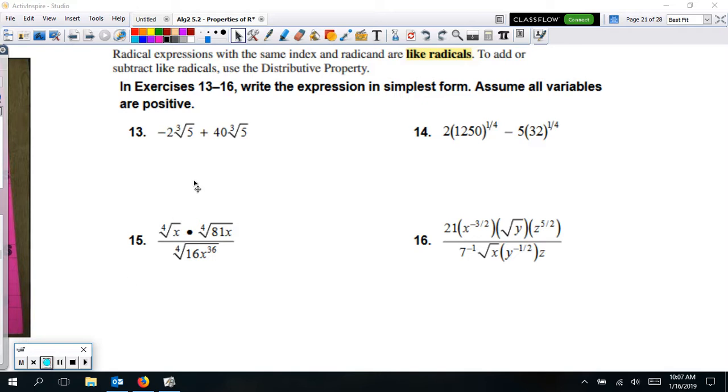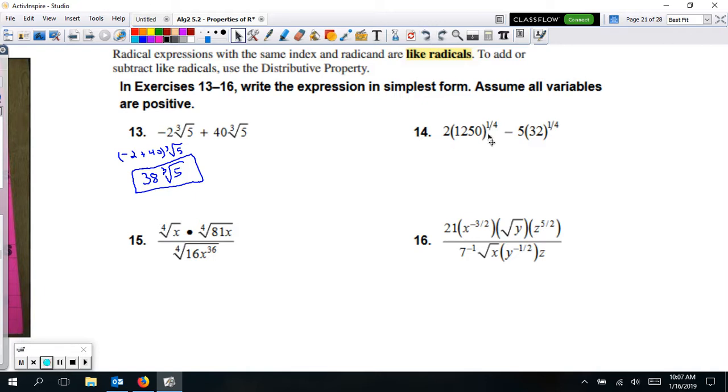Okay, so here's our last 4 problems. We're writing in simplest form, so we're going to use the like radicals definition to help us with these. So here's like radicals on 13. They have the same index, both cube roots, and they have the same radicand, both 5s, which means we can just put those together, negative 2 plus 40 in front. And so that's just going to give us, take 2 away from 40, that's going to give us 38 in front. So 38 is in the cube root of 5. That's all that was. Very simple one.